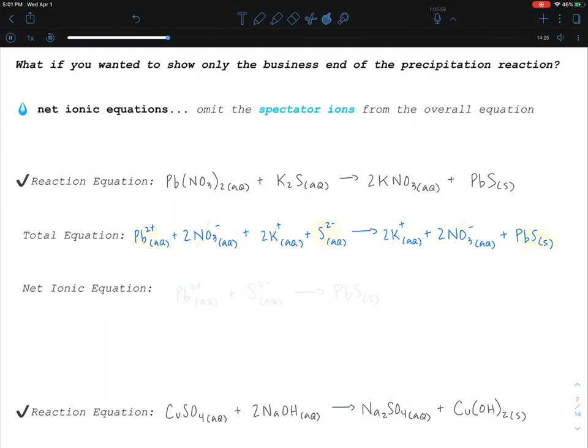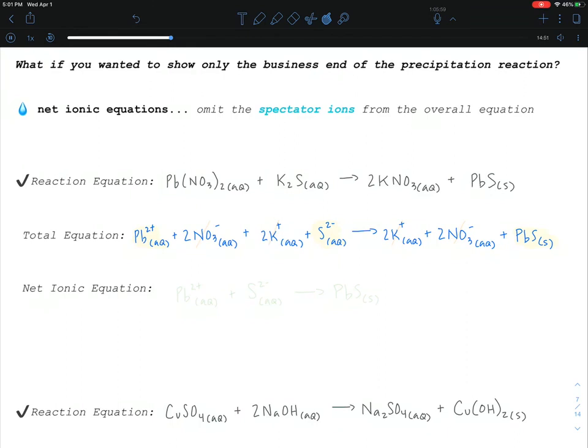What you want to do to write the net ionic equation is to look on both sides of the reaction equation and see if you spot some stuff that looks exactly the same on the left as it does on the right. For example, if I look on the left and I see I've got lead 2 plus, I look over on the product side, I don't see lead 2 plus anywhere. I see lead 2 sulfide, but that is not lead 2 plus in the aqueous phase. So that I'm going to leave alone.